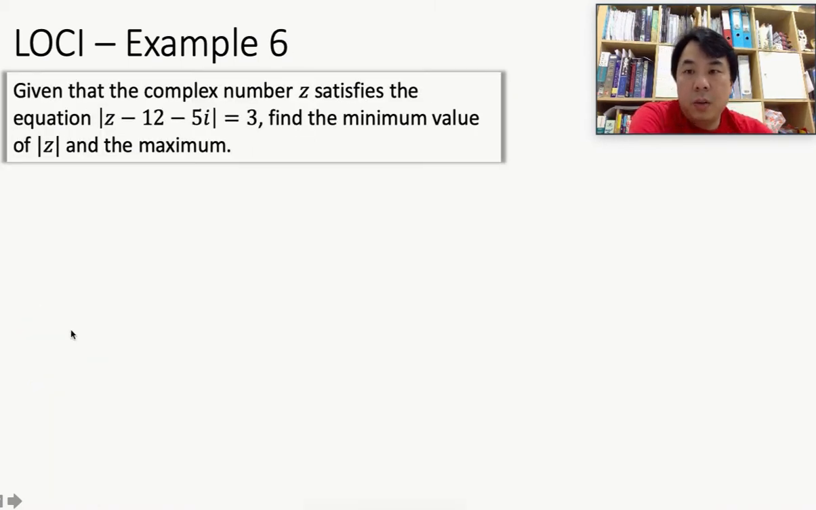Number 6. Okay, let's look at this. Given that a complex number z satisfies the equation here, you notice that this is also a circle. Find the minimum value of the absolute value of z and the maximum value of that. Minimum value and the maximum value, right? So the first step is always to recognize the circle with the correct center first. So let's restructure this correctly. That should be 12 plus 5i here.